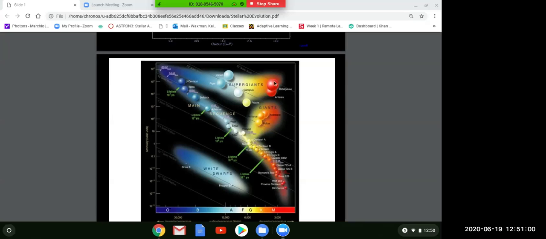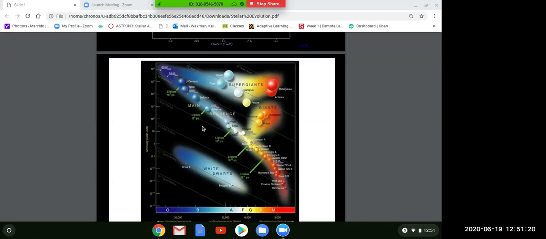Well, anything along this line is 1,000 times bigger than the sun. Along this line, 100 times bigger than the sun. Along this line right here, it's hard to see that line, is 10 times bigger than the sun. And what about if it's on the same line the sun's on? Yeah, the same size as the sun. White dwarfs are about 1/100th the size of the sun, about the size of the Earth.